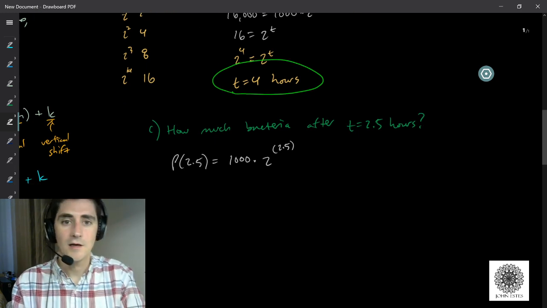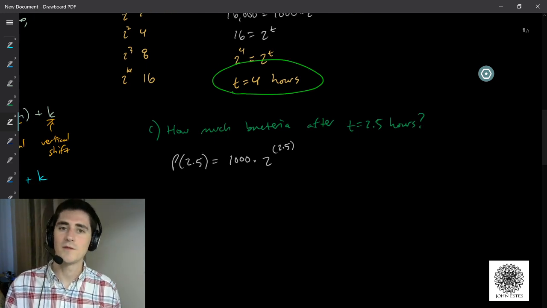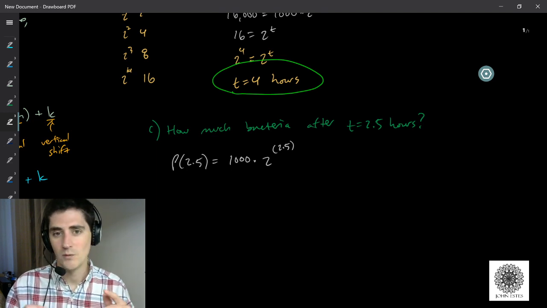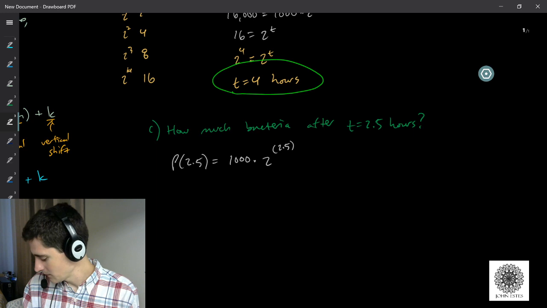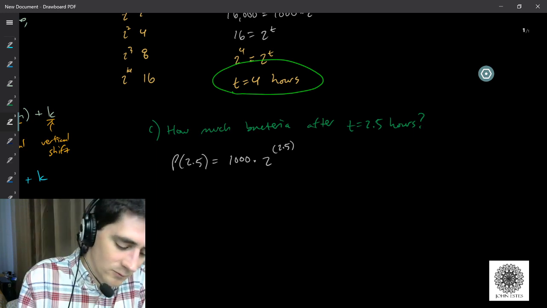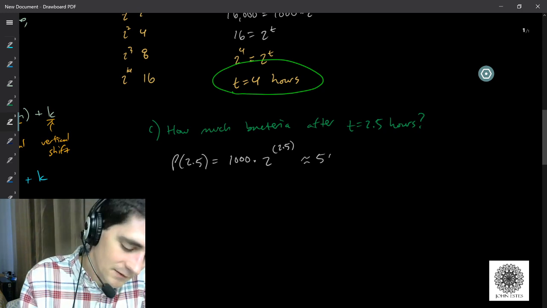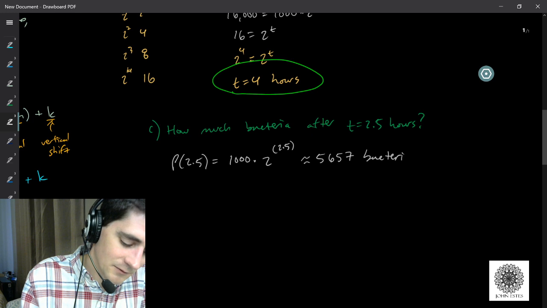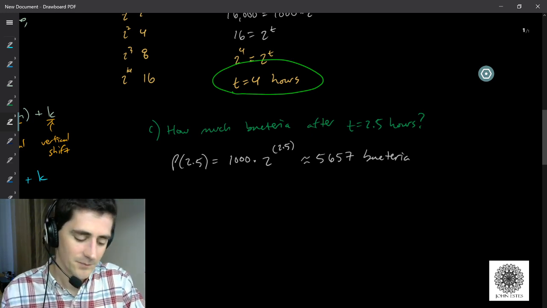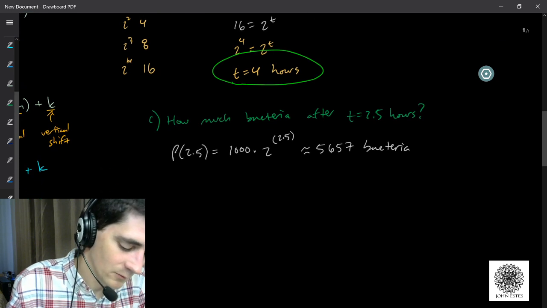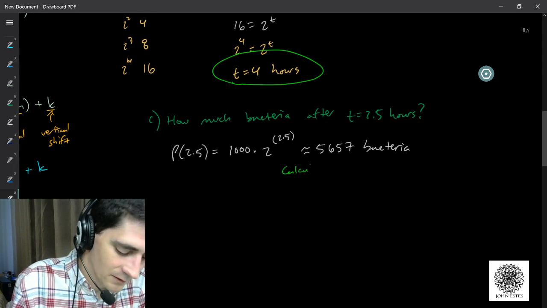Okay, now this is a calculator thing, right? 2 to the 2.5 power is not something I know off the top of my head. Maybe we could work it out, but we don't really need to. We're just going to use a calculator, and you should get around 5,657 bacteria. Okay, you're going to get a decimal, but you can just round that up. All right, and I hope that makes sense. And again, the way I found that was a calculator.